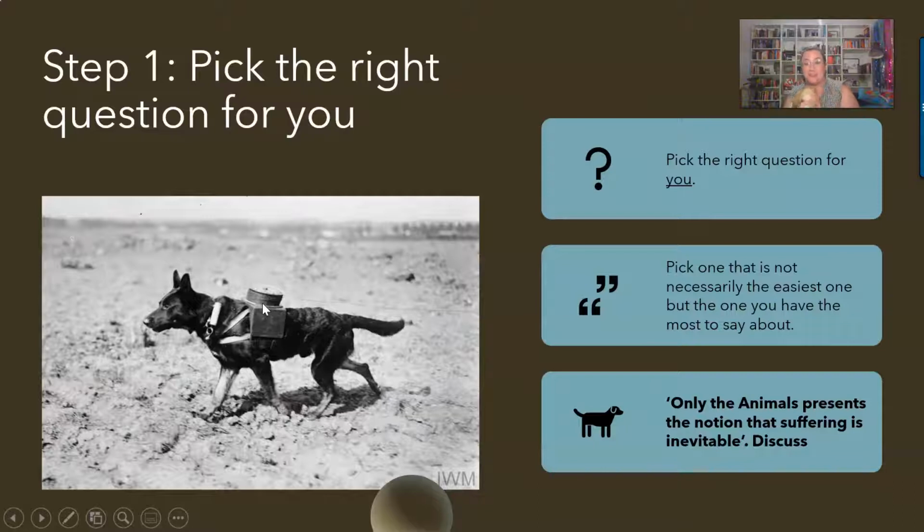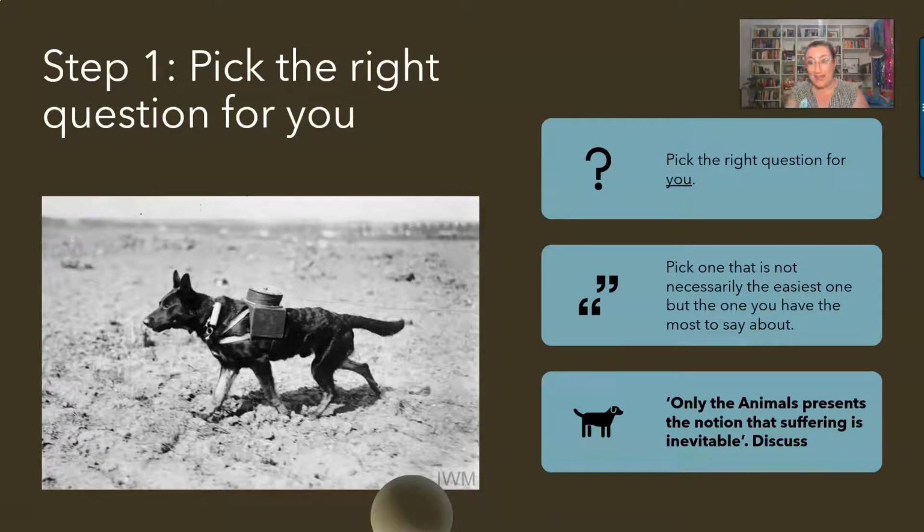The first thing you need to do, obviously, is to pick the right question for you, which means picking a question that not necessarily is the one with the easiest answer, but the one that you have the most to say about. That's really important, that you pick a question that, instead of just going, yup, that's the answer, you think, okay, well, I kind of agree, I kind of disagree, there's something to be said there. That's the question you want to pick, okay?